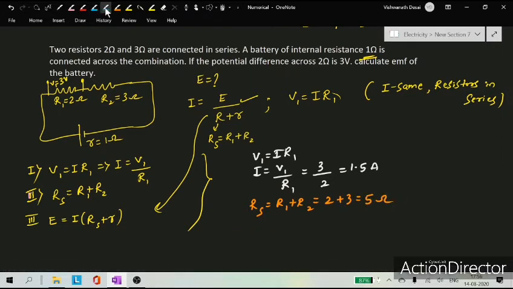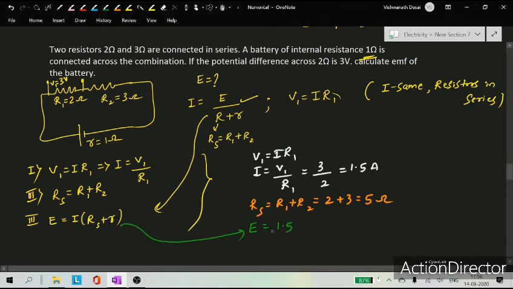Next, the third step. The third step is E is equal to I into, the I value you already got, 1.5. I'm using this one. 1.5 times the equivalent resistance, that is 5, plus the internal resistance, which is 1. So do this: 1.5 times 6. The value you are going to get is 9 volt.